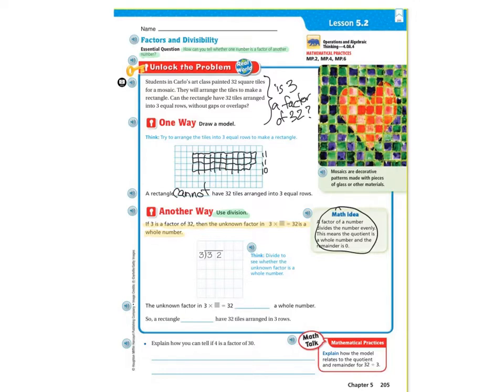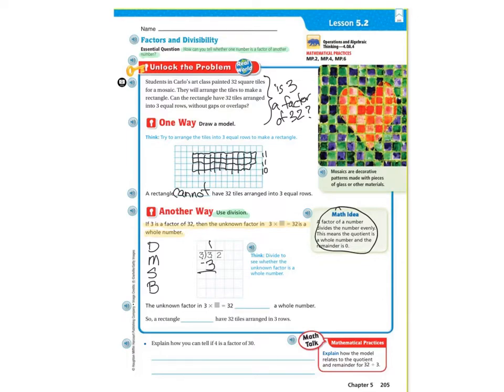So let's try this out. 3 divided into 32, or 32 divided by 3. Our first step, divide. Remember: divide, multiply, subtract, bring down. So divide. 3 divided by 3 is 1. Multiply. 1 times 3 is 3.